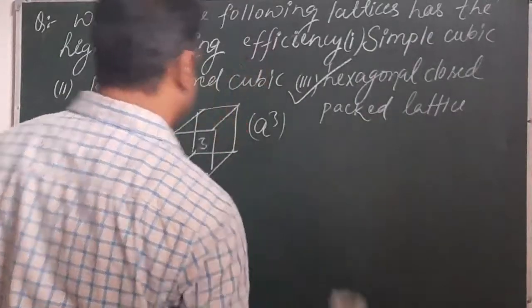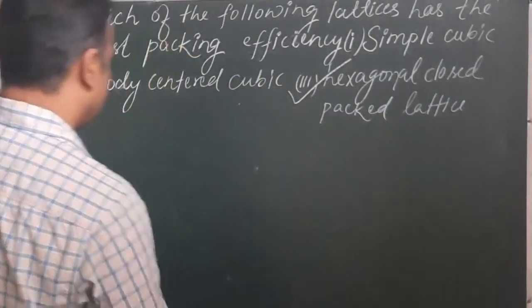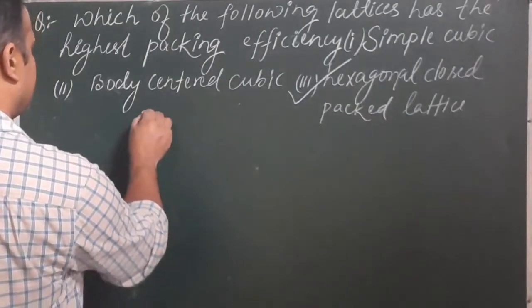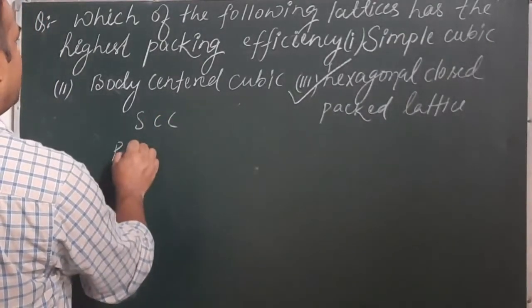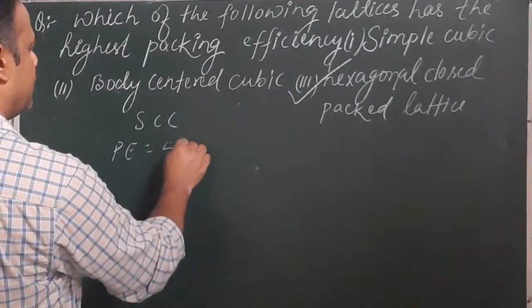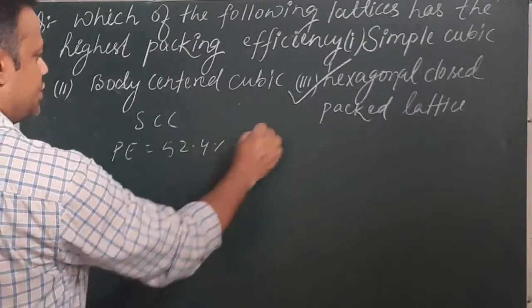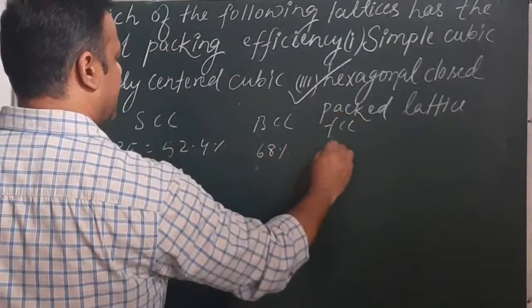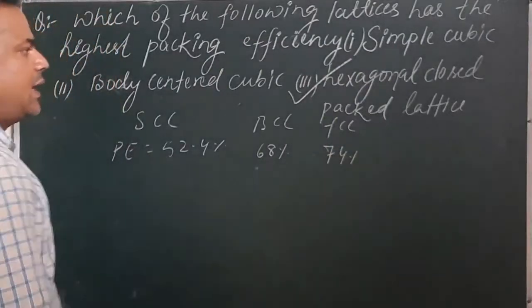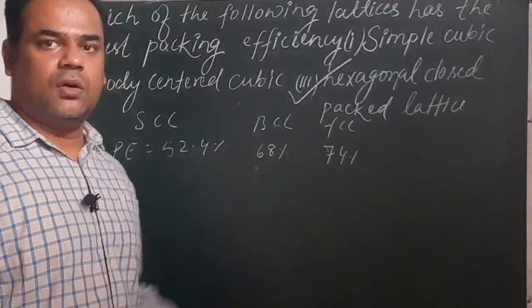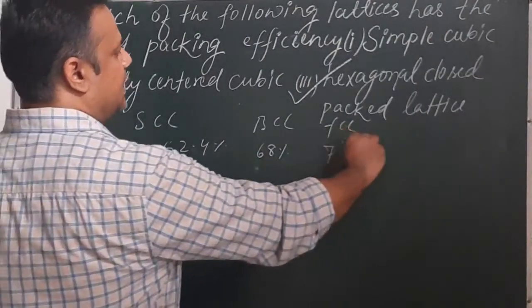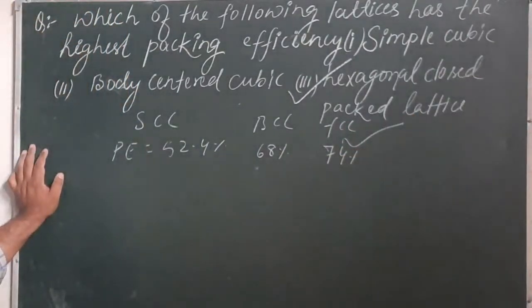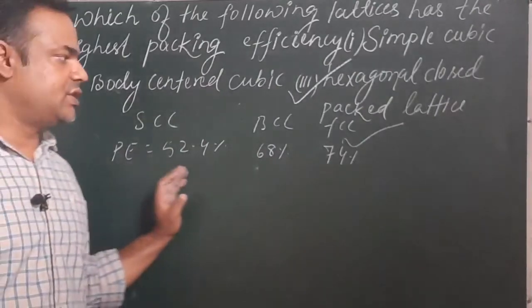Otherwise we can answer this by the values we have determined in the previous video, that in case of SCC packing efficiency is 52.4%. If we talk about the BCC, packing efficiency is 68%, and when we come to FCC, packing efficiency is 74%. FCC or hexagonal closed packed lattice. In both ways we can see that the maximum packing efficiency is in the hexagonal closed packed lattice. So HCP is the more efficient packing system.